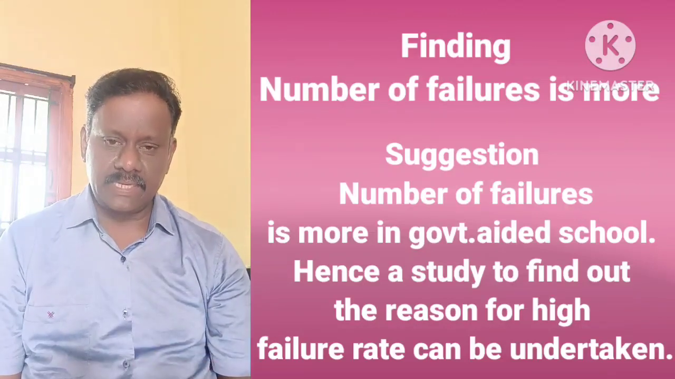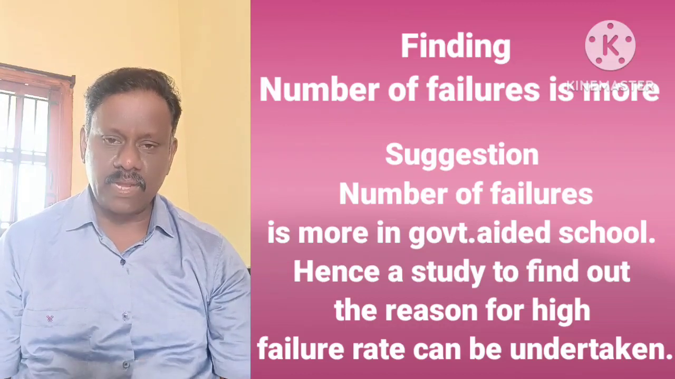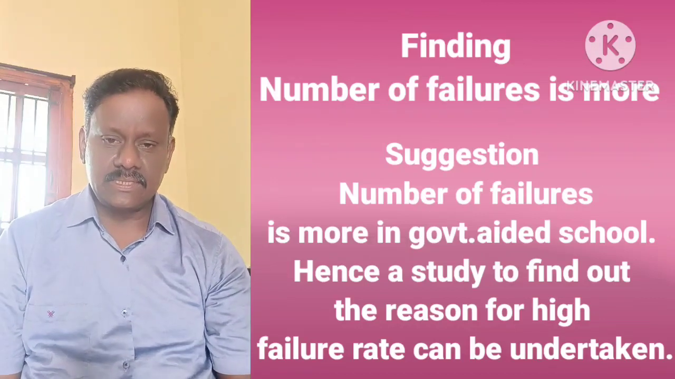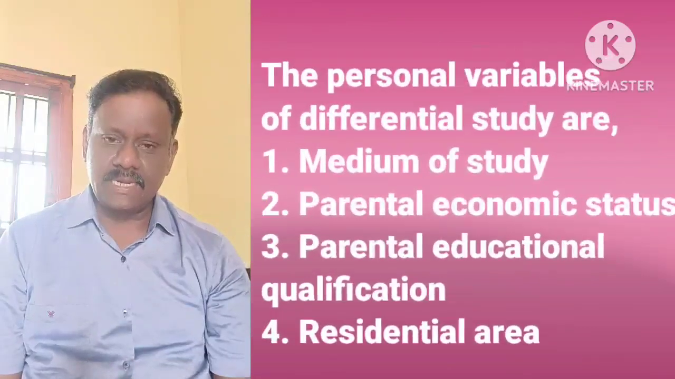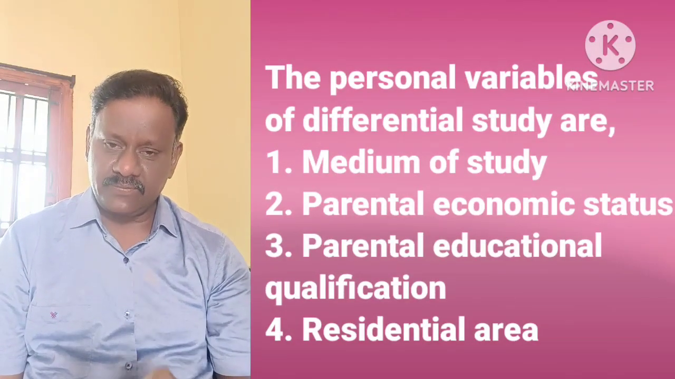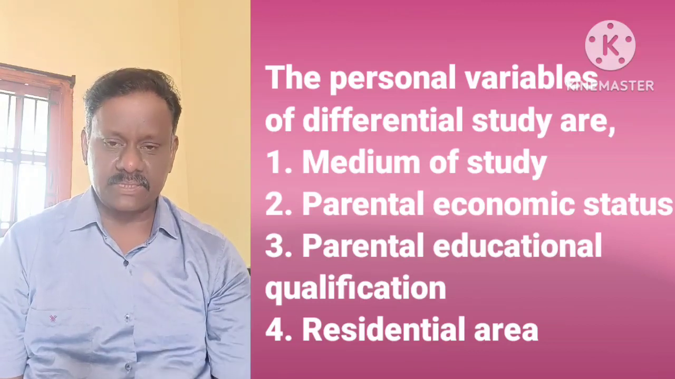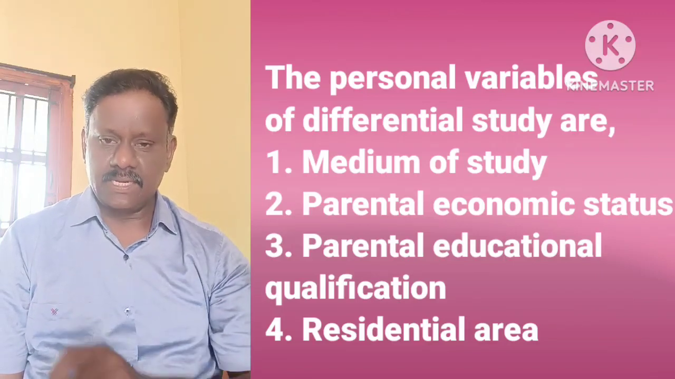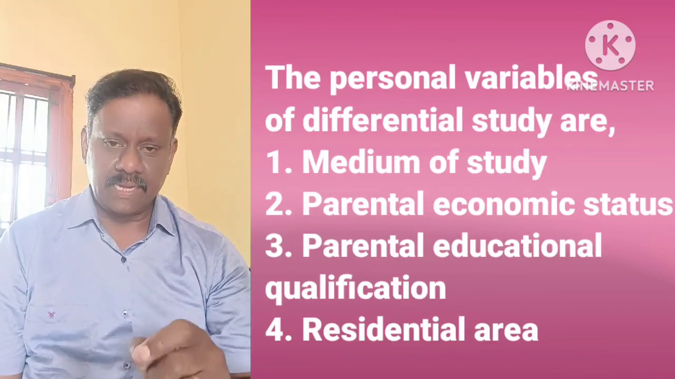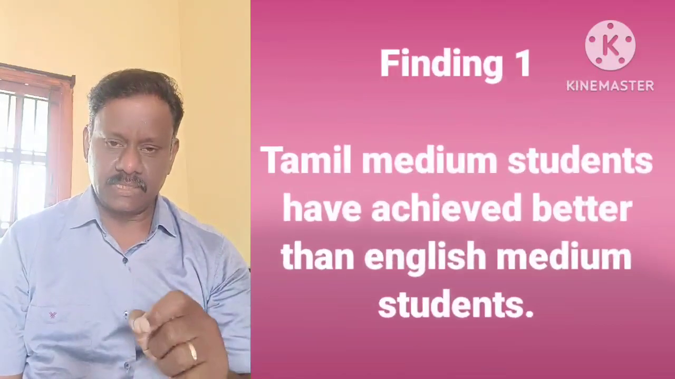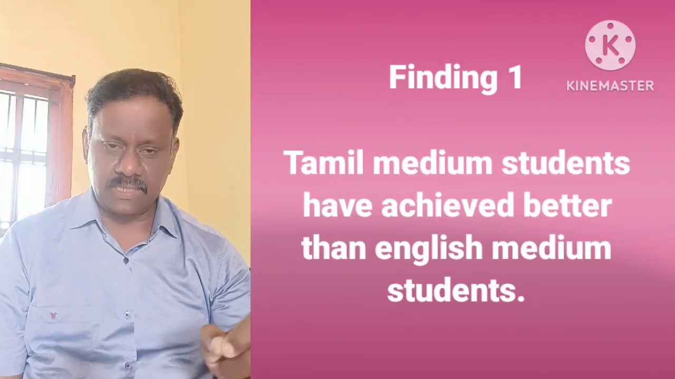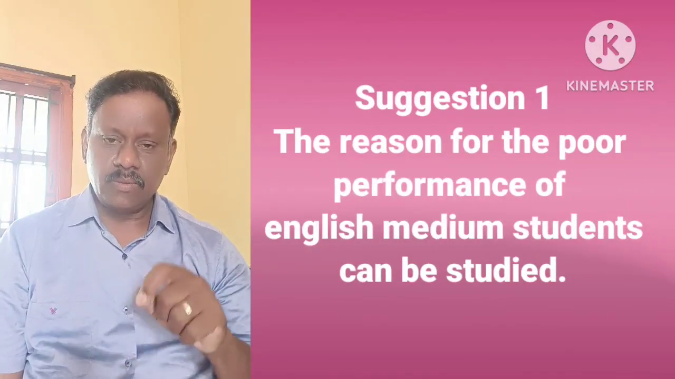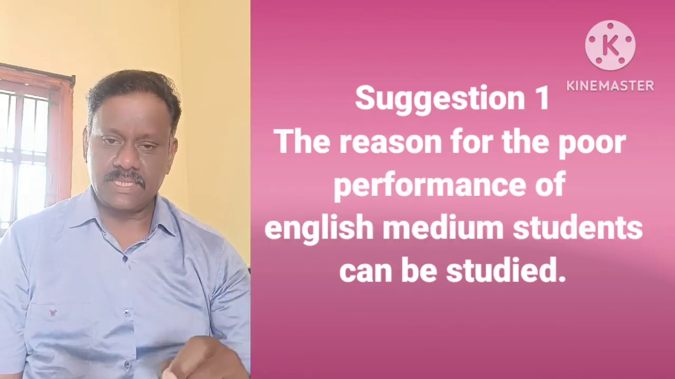Then I will give a suggestion that the number of failures in government aided schools is more, and we have to take up a study. In that study, we will find out the reasons why the number of failures is high in government aided schools. So this is the suggestion that I can give. Then in that study itself, I would have found out differential studies. In differential studies, I would have given personal variables like medium of study, parental economic status, parental educational qualifications, residential area. So in my finding, I have come out with the finding that Tamil medium students have achieved better than English medium students. Then I will give a suggestion that we should study the reasons for poor performance of English medium students. And this is the suggestion I will give.